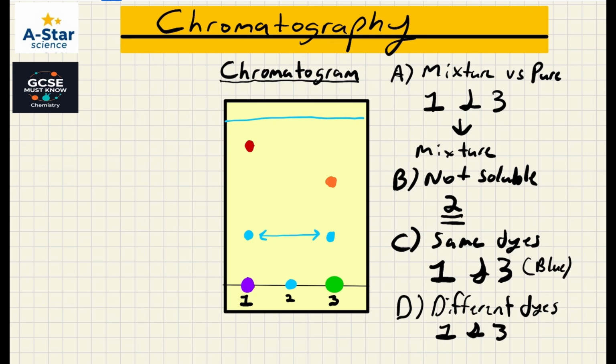They have a different look, but they also have a different RF value. And so those two are definitely mixtures containing different colors. Number 1 is made up of 2 different colors, and number 3 is made up of also 2 different colors. So this is a simple exam style question that you may be asked. Which one's a mixture versus which one is pure? How do we know which one is soluble or not? It hasn't moved. Number 2 hasn't moved up the paper. Which ones have the same dyes? 1 and 3, because they have the same RF value.